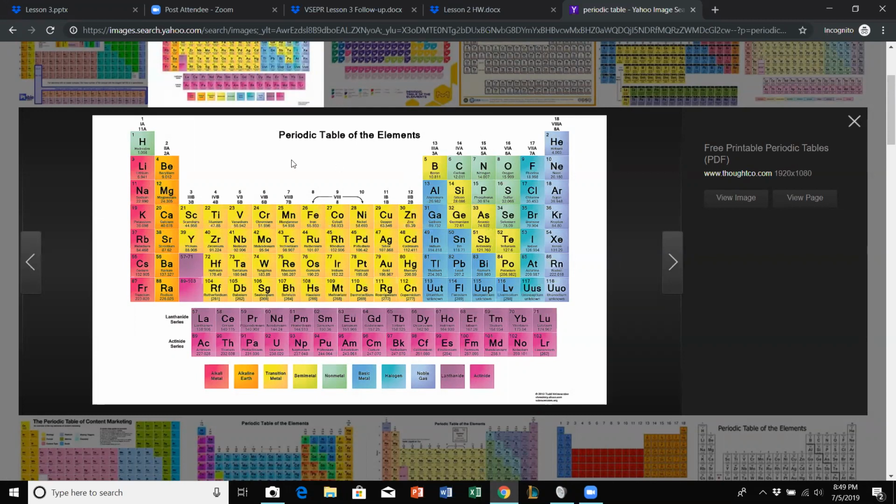These elements never have expanded octets, really. Almost never. Because for these elements, the d orbitals are very, very high in energy, so to utilize them is not okay. So that's the traditional explanation. Another explanation is that these elements are kind of small, so you can't fit so many things around the small element.